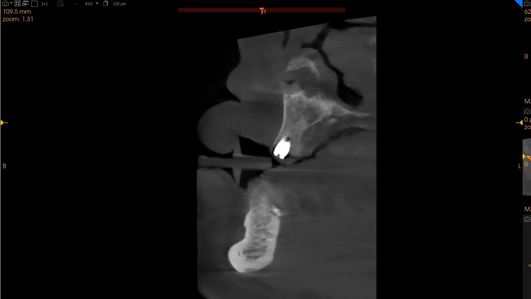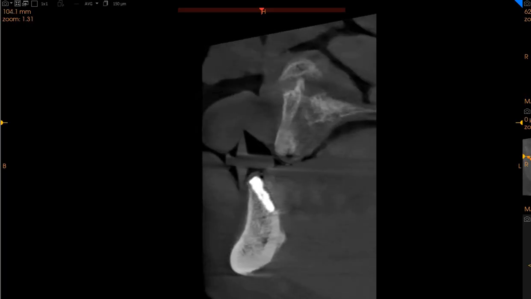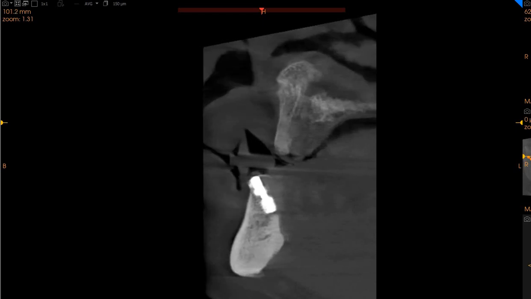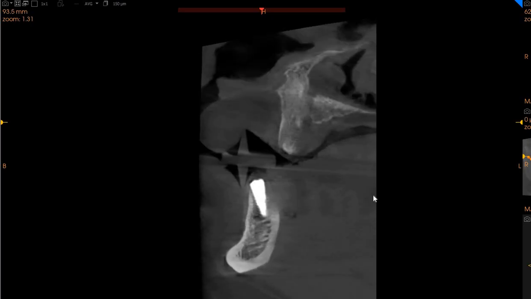This is the implant on the lower left anterior region. This is slightly perforating the lingual cortical plate here, something to be kept in mind at the time of restoration. And this is the other anterior implant again. Lingual plate seems to be involved in the implant drilling.